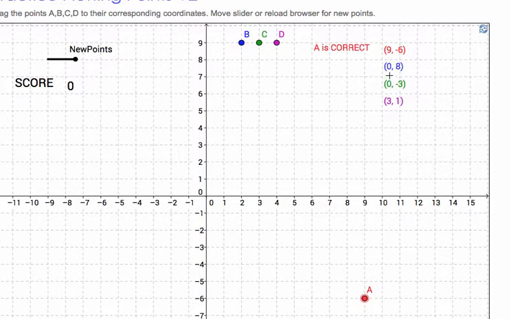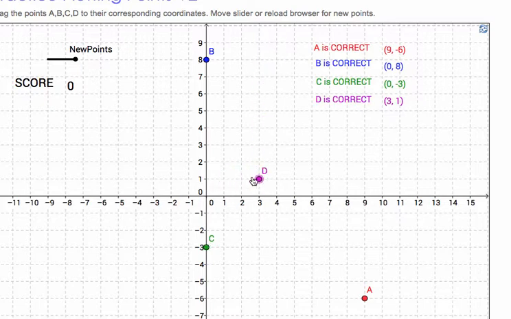Next one, B, x equals 0, y equals 8. Remember, when the x-coordinate is 0, it's actually on the y-axis. So that has an x-coordinate of 0, y-coordinate of 8. Tells me B is correct. Notice if I put it in the wrong place, it will not give me B is correct. So that tells me when I get it correct. Okay. 0, negative 3. That means the x-coordinate is 0, the y-coordinate is negative 3. Since the x-coordinate is 0, it's going to be on the y-axis. And then 3, 1. So x equals 3, y equals 1, the intersection of those two places, D is correct.